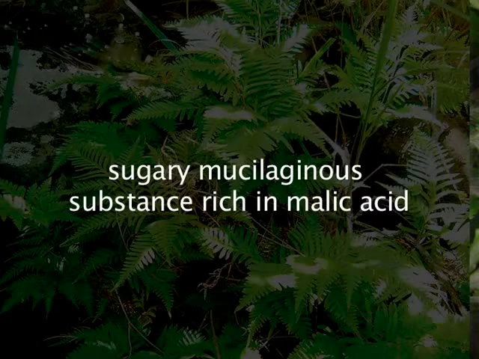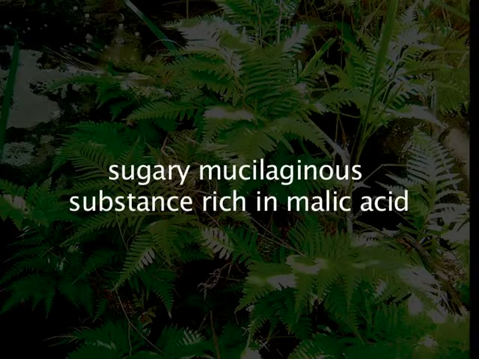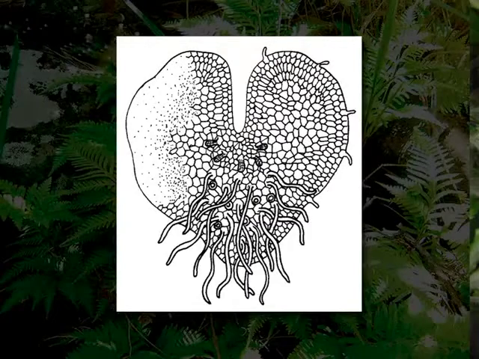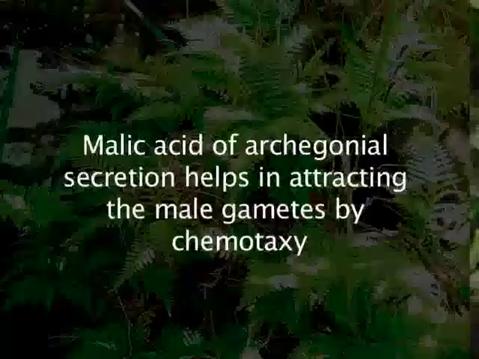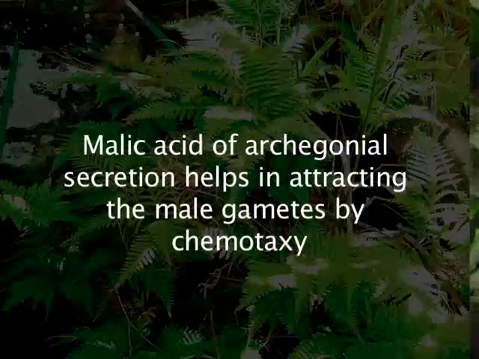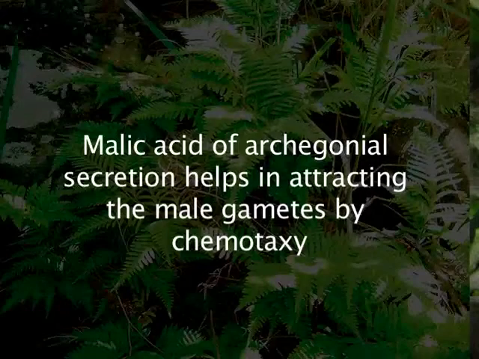At maturity, the ventral canal cell and neck canal cell degenerate and form a sugary mucilaginous substance rich in malic acid. This substance exerts pressure at the distal end of the archegonium, due to which the distal tier of neck cells is ruptured and the neck cells are far separated to establish a passage, and the substance comes out in the form of a droplet. The fertilization takes place in the presence of water between the lower surface of the prothallus and soil. Malic acid of archegonial secretion helps in attracting the male gametes by chemotaxis.